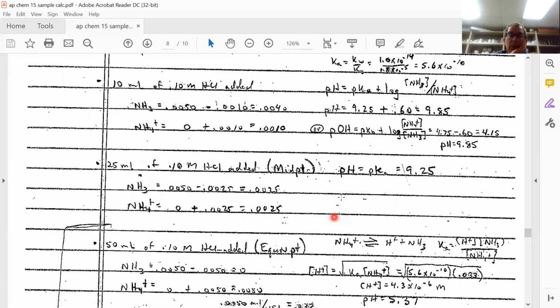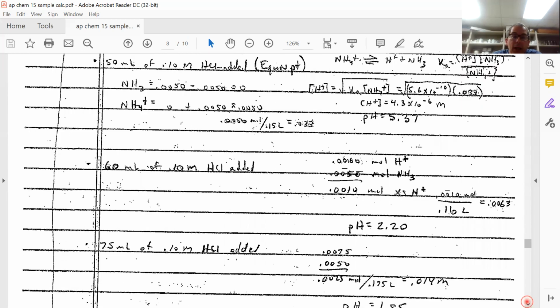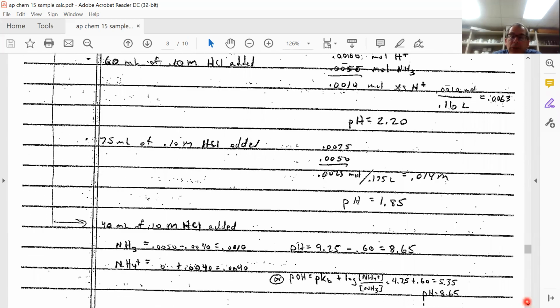So pOH equals the pKb, which is, I'm sorry, the pKb would be 4.75, and then the pH would be 9.25. Okay, I'm going to just skip ahead to the 40 milliliter case right here.